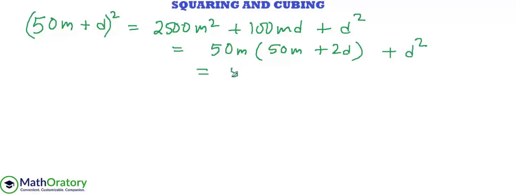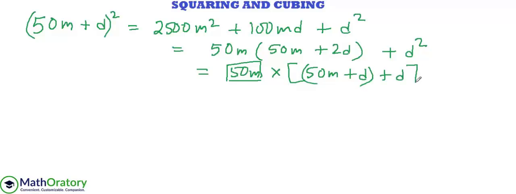So what I have is 50m times (50m plus 2d). So I'll just write this as 50m times (50m plus d plus d), and plus d square. This is basically the shortcut.